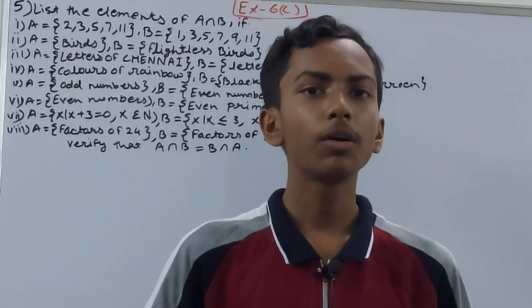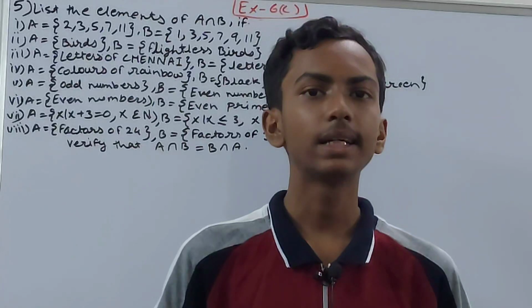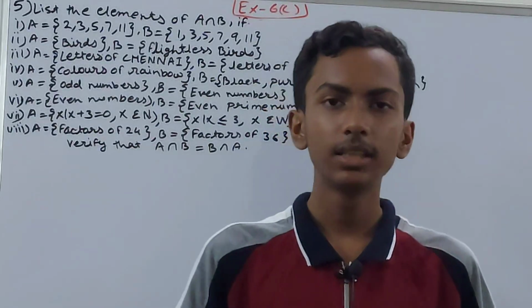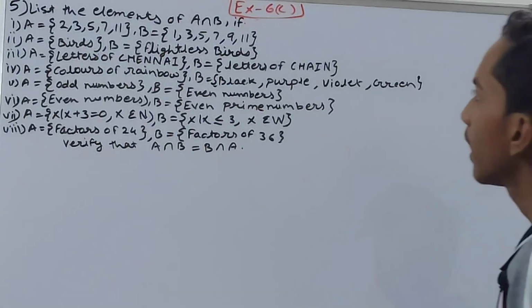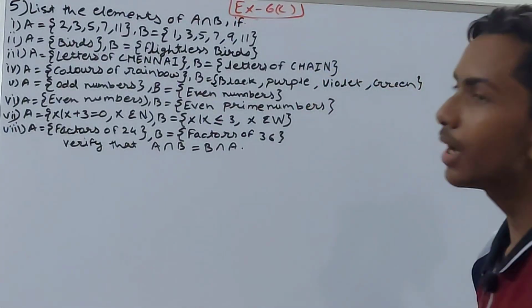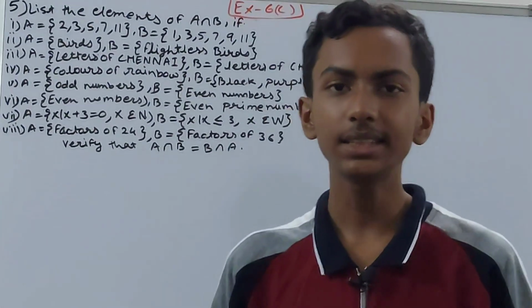In this video, we are going to solve ICSE Mathematics Class 8 Chapter number 6 Sets, Exercise 6C, Question 5. List the elements of A intersection B. So we have to list the elements of A intersection B.